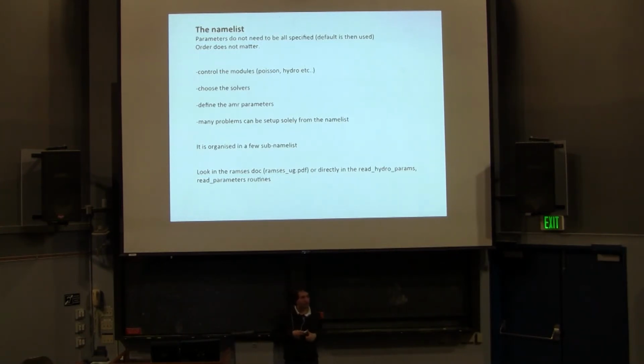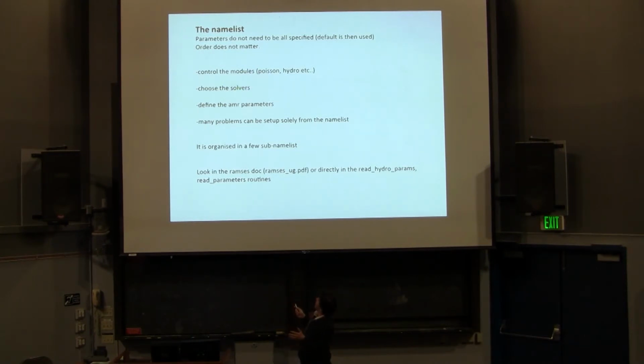Say you have compiled the code. You are ready to run it, but you need to set up your problem. And that's done through the namelist. The namelist is not totally trivial, so I'm going to describe one example to give you a flavor, and then you can look in the doc file to really look at all the parameters, but it can take some time. So the strength of the namelist architecture is that you do not need to specify all parameters, and the order doesn't matter. Okay? So it's kind of more flexible than having a mere ASCII file, for example.